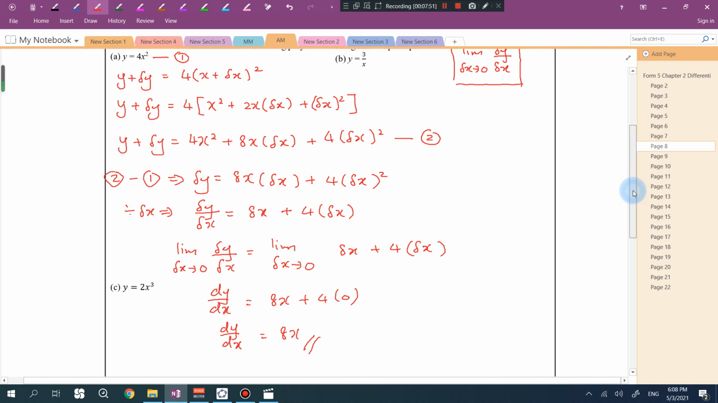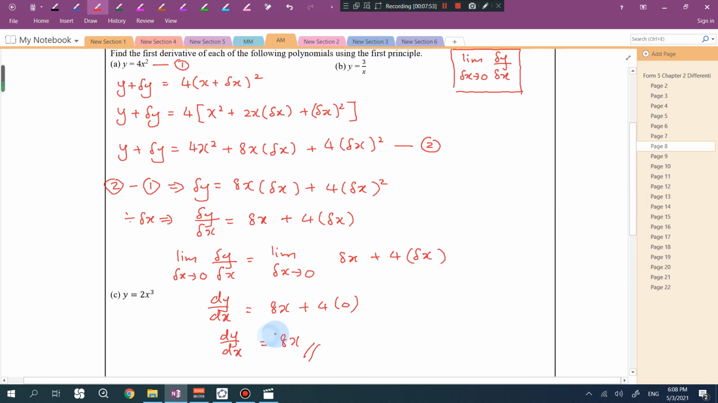What does this mean? This is a gradient function. It means that we can use this function to find the gradient of the tangent of this curve at a particular point or at any point. Okay, let me show you here.